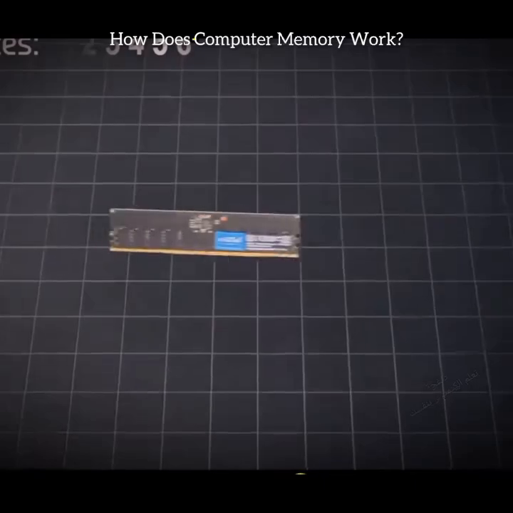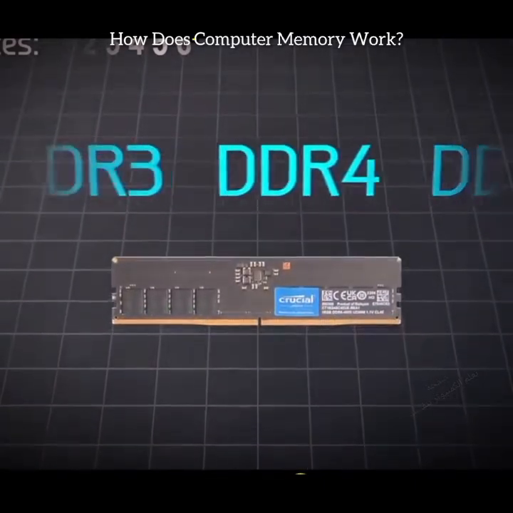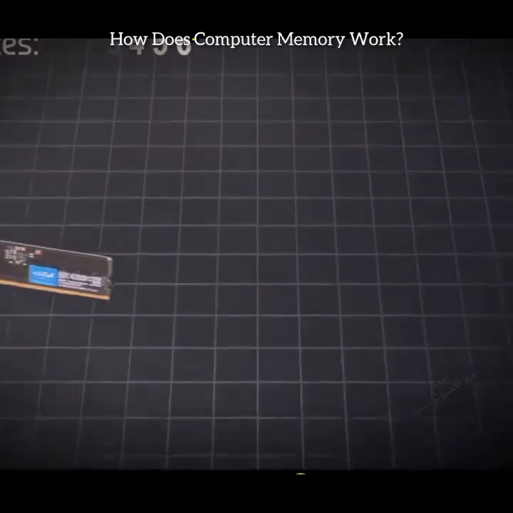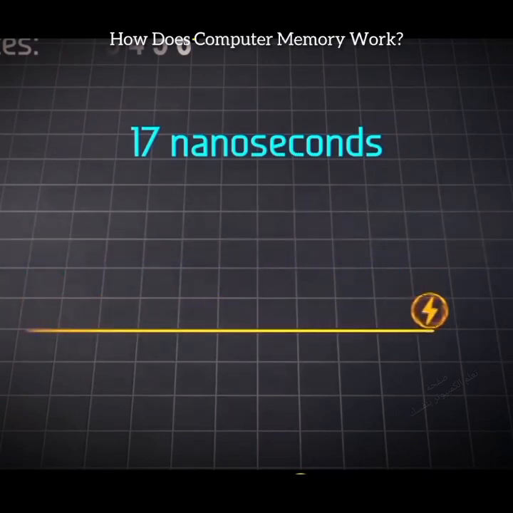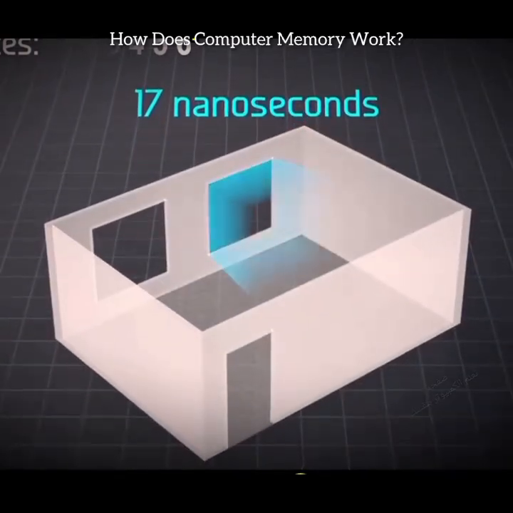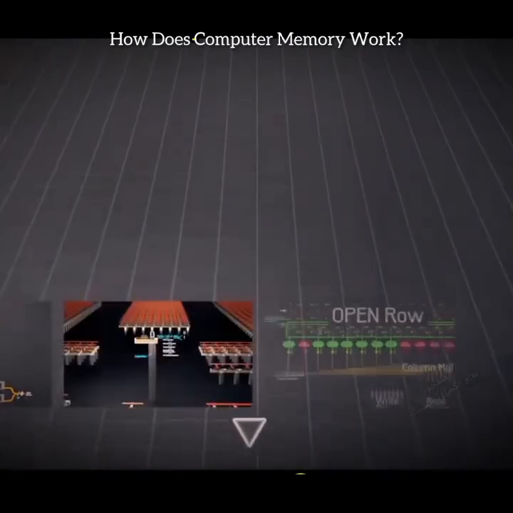Fifth, there are different generations of DRAM, and we'll explore DDR5. Many of the key concepts that we explain apply to prior generations, although the numbers may be different. Sixth, 17 nanoseconds is incredibly fast. Electricity travels at around 1 foot per nanosecond, and 17 nanoseconds is about the time it takes for light to travel across a room.